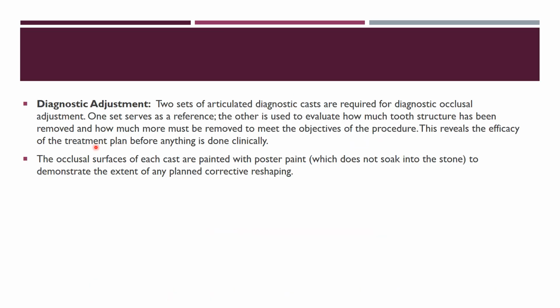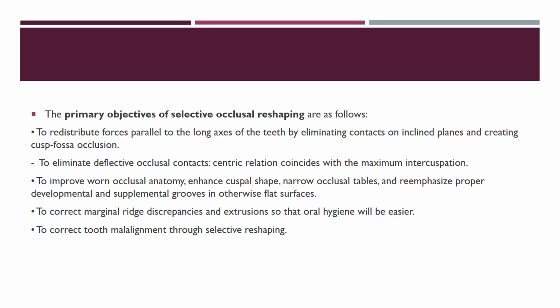Okay, guys. So coming to diagnostic adjustments, two sets of articulated diagnostic casts are required for diagnostic occlusal adjustment. One set serves as a reference, the other is used to evaluate how much tooth structure has been removed and how much more must be removed to meet the objective of the procedure. So this reveals the efficiency of the treatment plan before anything is done clinically. The occlusal surface of each cast is painted and soaked and then examined, guys. So that is one way of doing it, right?